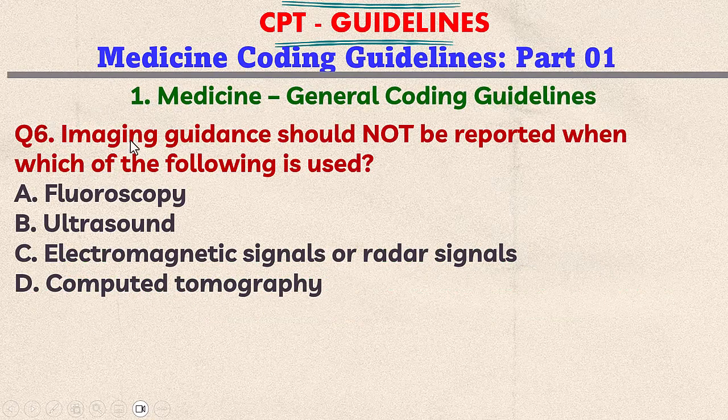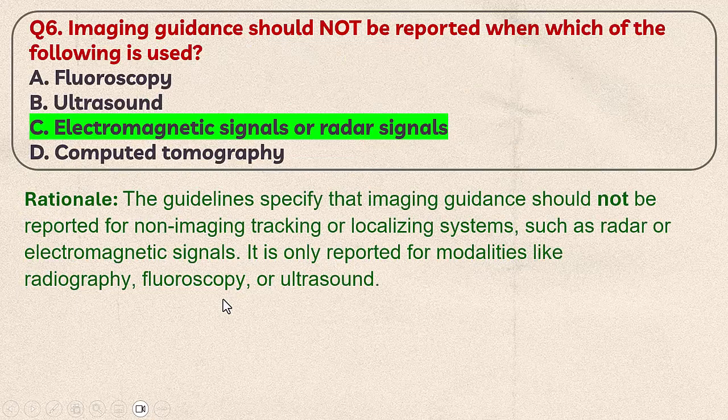Question number 6. Imaging guidance should not be reported when which of the following is used? A. Fluoroscopy, B. Ultrasound, C. Electromagnetic signals or radar signals, D. Computer tomography. Think the answer. The correct answer is C. Electromagnetic signals or radar signals. The guidelines specify that imaging guidance should not be reported for non-imaging tracking or localizing systems such as radar or electromagnetic signals. It is only reported for modalities like radiography, fluoroscopy, or ultrasound.